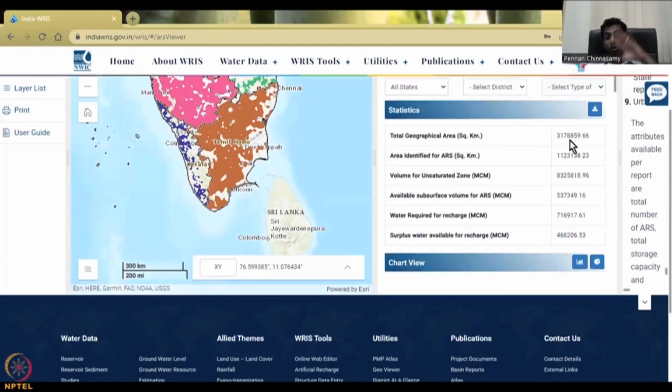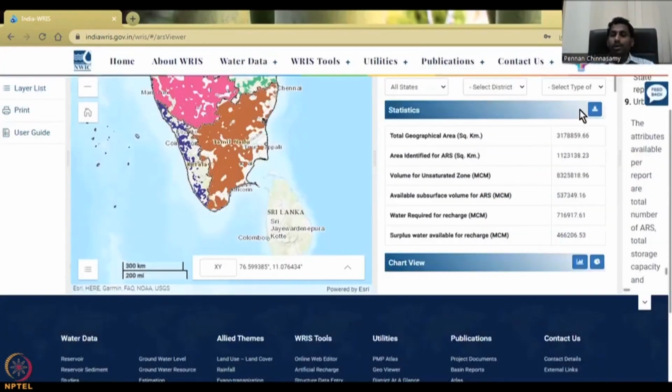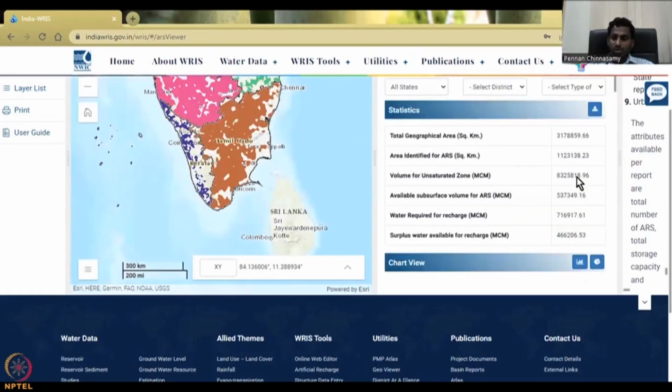This data on the whole of India, how much volume, etc., can also be taken out and downloaded. Now, we would like to see mostly the entire India first. So this is what you get for the entire India, the total spread of area, and how much of that has been identified for artificial recharge structures.